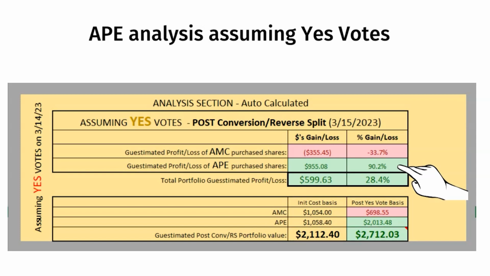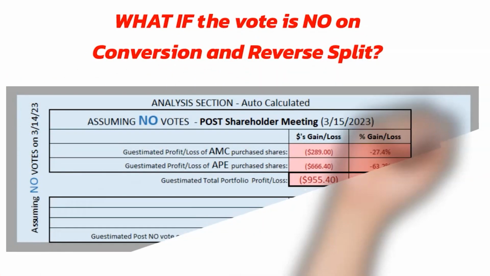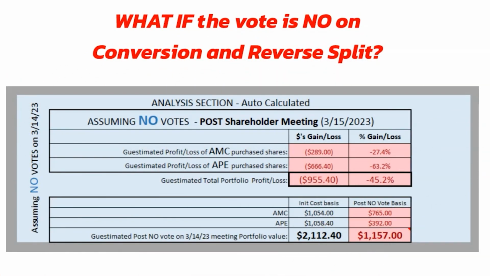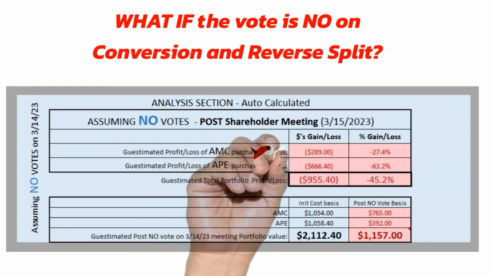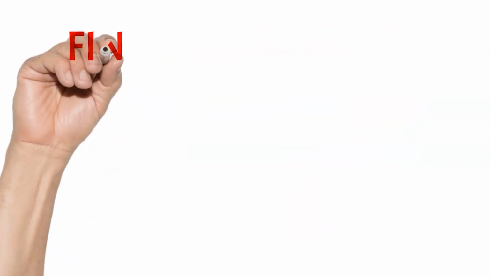However, as they say, not all bananas are ripe for the picking. Actually, not sure if anyone really says that. Let's take a look at the no vote possibility perspective. Using our prediction in section D, here's the results. The AMC investment would lose $289 and the APE investment would get hammered $666.40. Yikes, the devil number. Let's just round it up and call it $667.